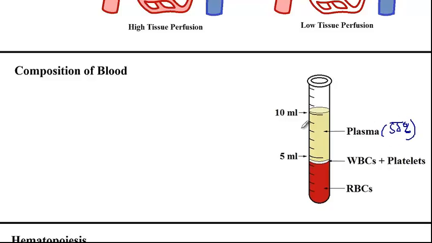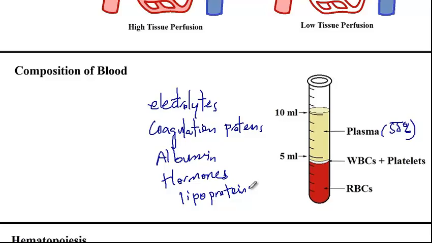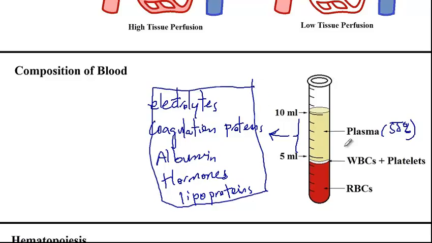And this plasma contains electrolytes, coagulation proteins, albumin, hormones, lipoproteins, and other molecules. So this whole thing is found within the plasma that composes 55% of the total blood volume.